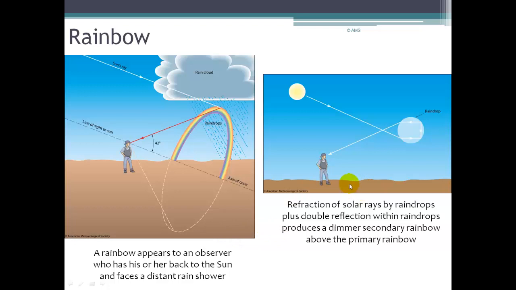Here is a picture of a double rainbow. When you see what's going on with a double rainbow, same kind of thing. The sunlight's coming in, it meets the raindrop and refracts, and then it reflects off of the backside, reflects again, so it's reflecting twice here, and then refracts again to get to your eyes. So here you would have double reflection within the raindrop, which causes the double rainbow.